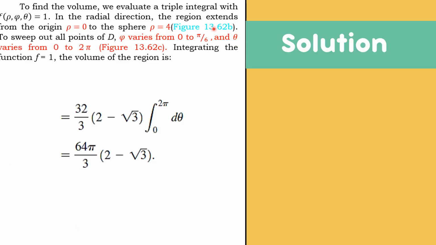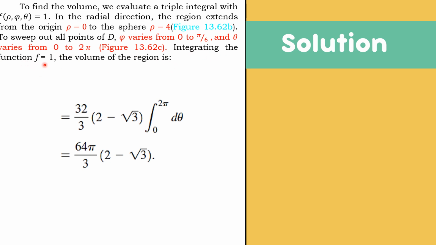Now, evaluating the integral to find the volume, we evaluate a triple integral with f of rho, phi, and theta equal to 1. So in the radial direction, the region extends from the origin rho equals 0 to the sphere rho equals 4, as shown in the figure previously. So to sweep out all the points of D, phi varies from 0 to pi over 6 and theta varies from 0 to 2 pi, as we have just discussed.